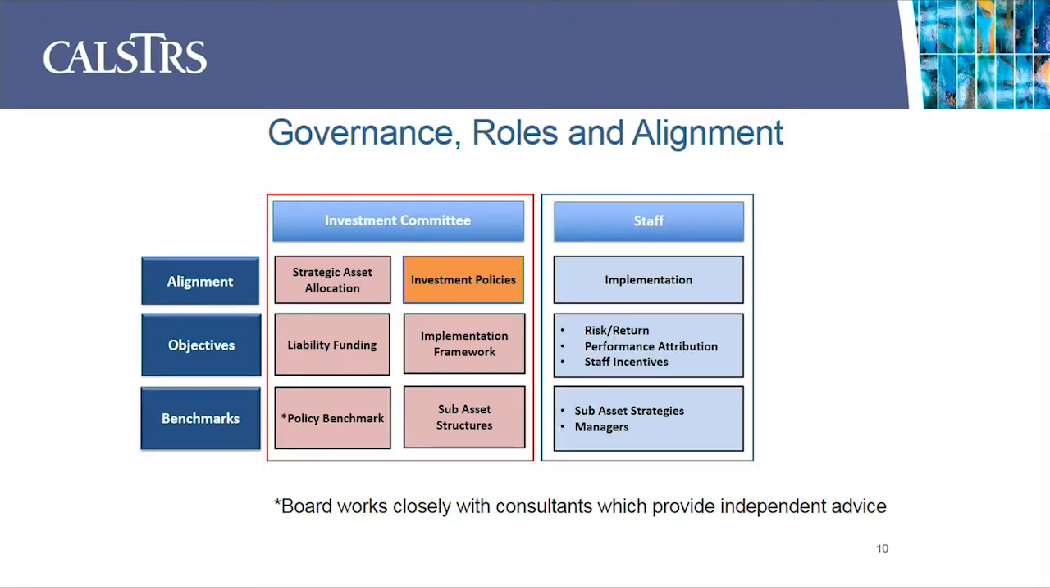So then it gets to staff's role. Staff's role is really to implement that strategic asset allocation and the policy benchmarks that the board has put together. But our objective is slightly different. That objective is to do better than the policy benchmark. So we want to do better on a return basis and generate higher return by taking some active risk.